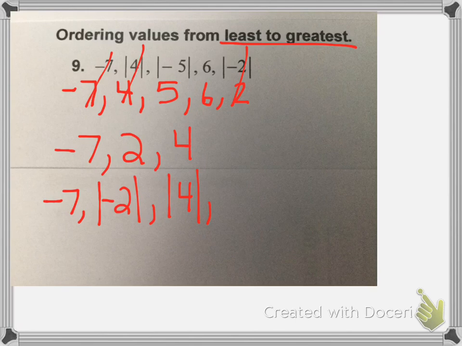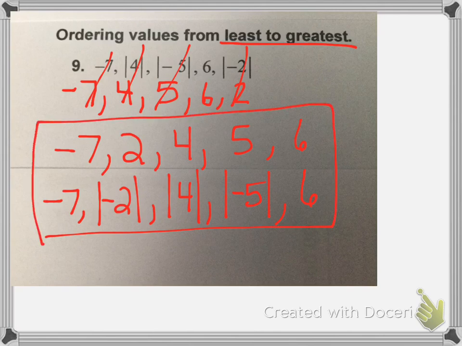Now I have 5 and 6. So next would come 5, which was the absolute value of negative 5 originally. And then last we have 6, which is 6. So to put them in order from least to greatest, and again I would write them as evaluated, negative 7, 2, 4, 5, 6. It's easy to see that that's done properly, but then I would rewrite them back in their original form. So you should have both of those written down in that order.